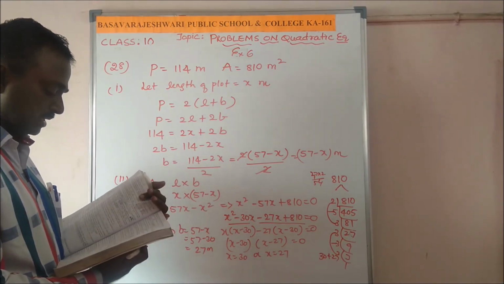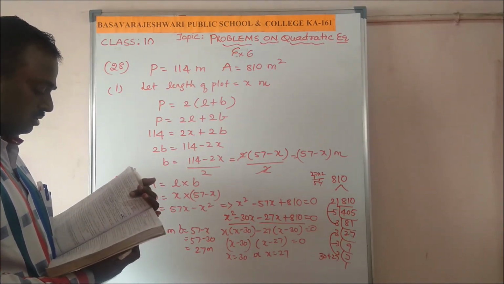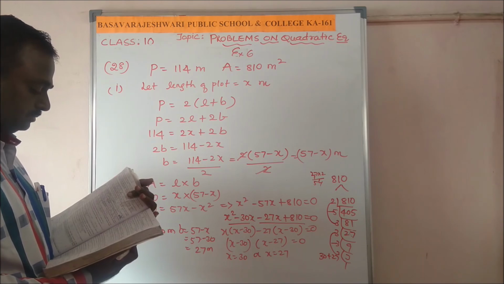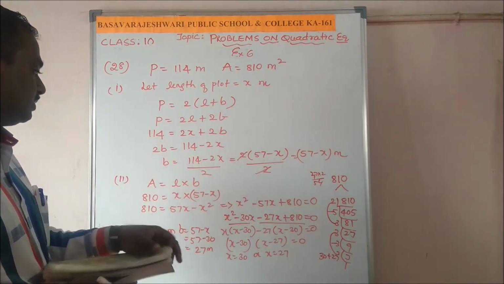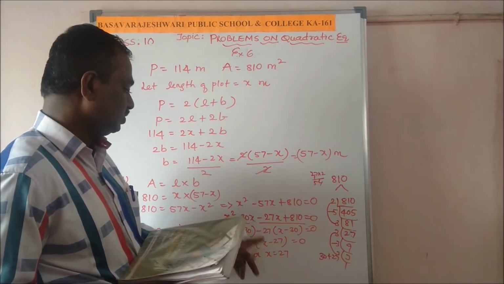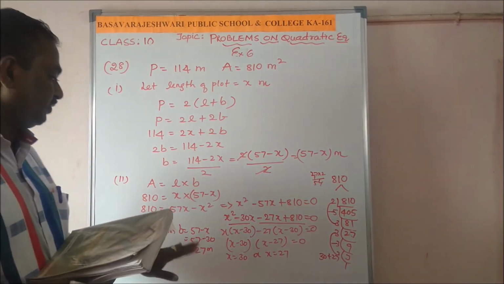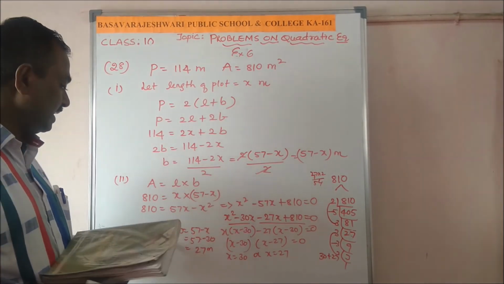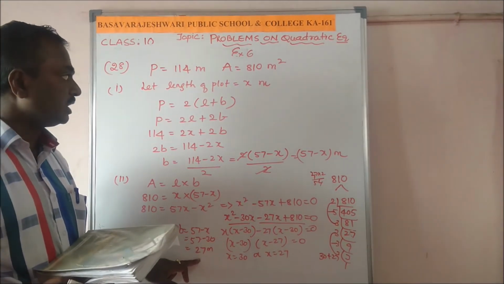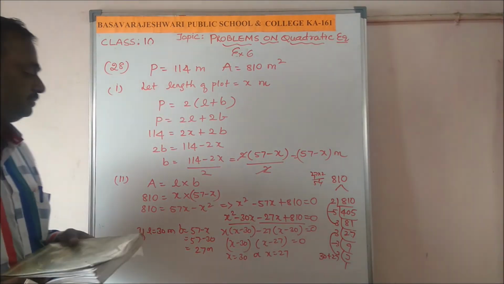Any one value you can take. Any value we can take. Because both will be the same. x minus 27, this also you can take. If you take 27, you will get 30, or if you take 30, you will get 27. So therefore length 30 meters, breadth is 27 meters. Note down this sum.